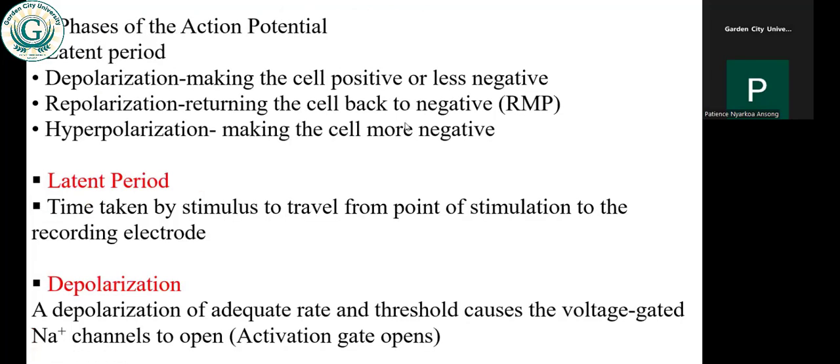We have phases of action potential. Look at the latent period. The latent period is basically the time taken for the stimulus to travel from the point of stimulation to the recording electrode, basically from the dendrites and the cell body to the axon hillock. Then when a threshold is reached, we have the opening of voltage-gated sodium channels along the axon, causing depolarization along the axon.